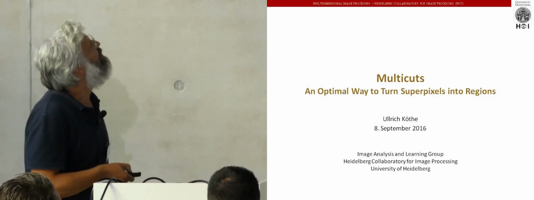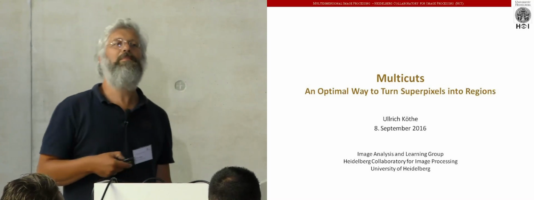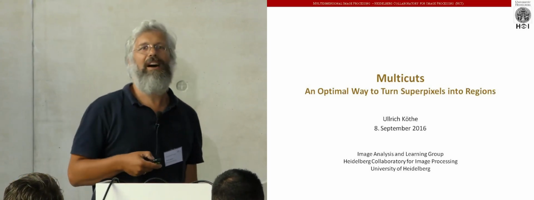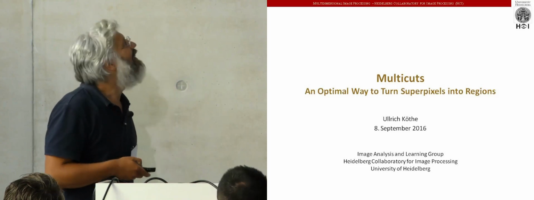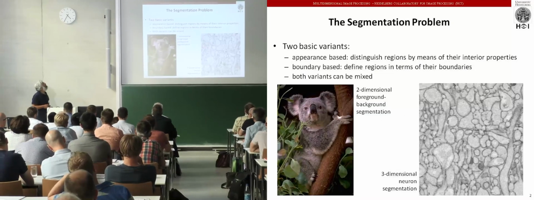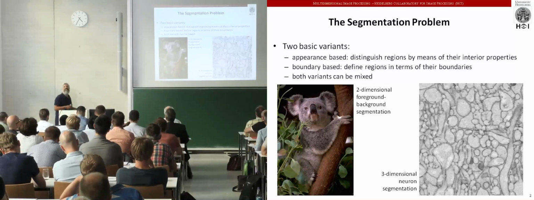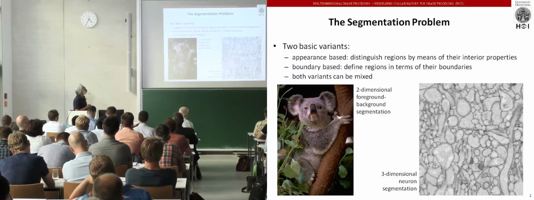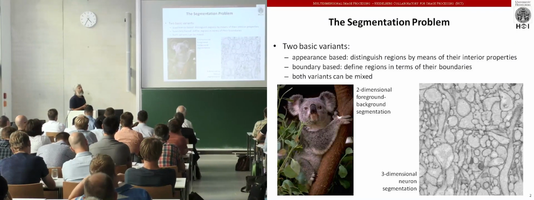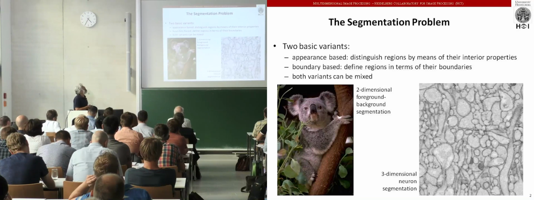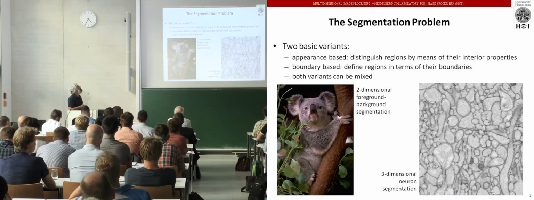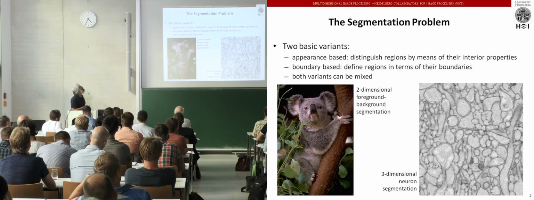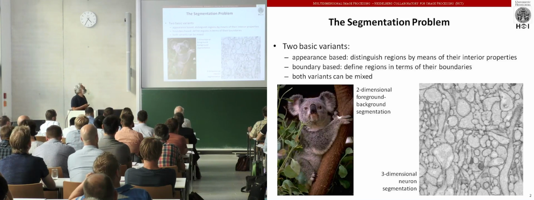The talk is called Multicuts, but it could also be called How to Revive Edge Detection. If we look at segmentations, there are two basic approaches. Either we can use the appearance of the objects, so the texture and color and so on, and define region properties, or we can base the segmentation on the boundaries of the object.